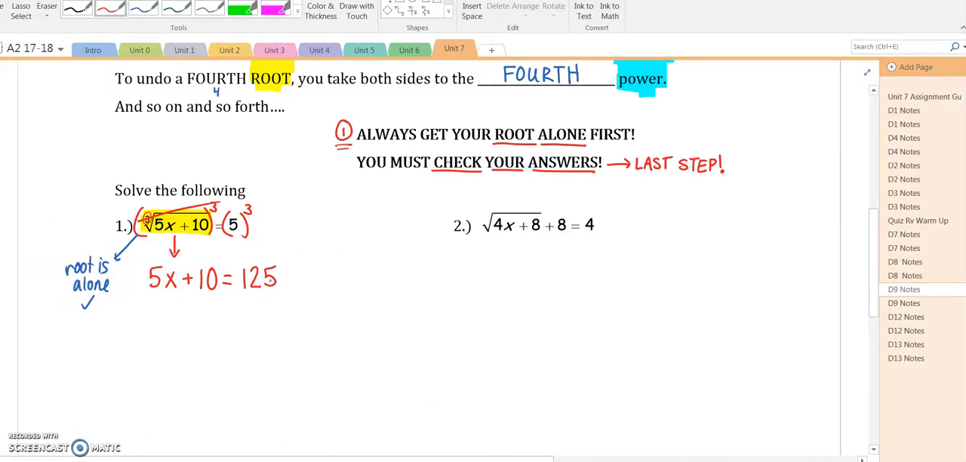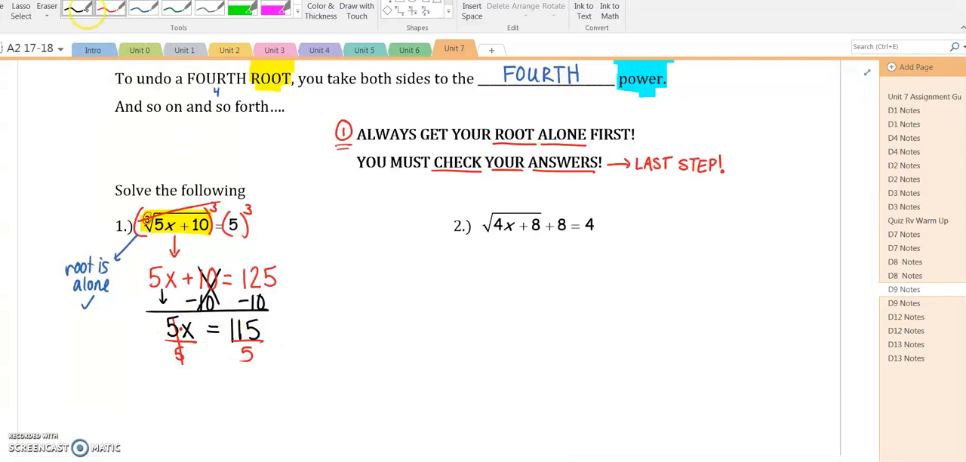And usually those are the only 2 steps it takes, because then from there it should just be solving a linear equation, which is something we're used to doing. So I would, for example, subtract 10 here. To undo addition, we subtract. And that'll give me 5x equals 115. And then to undo multiplication, we divide. So I would divide, and I would get x equals 23.